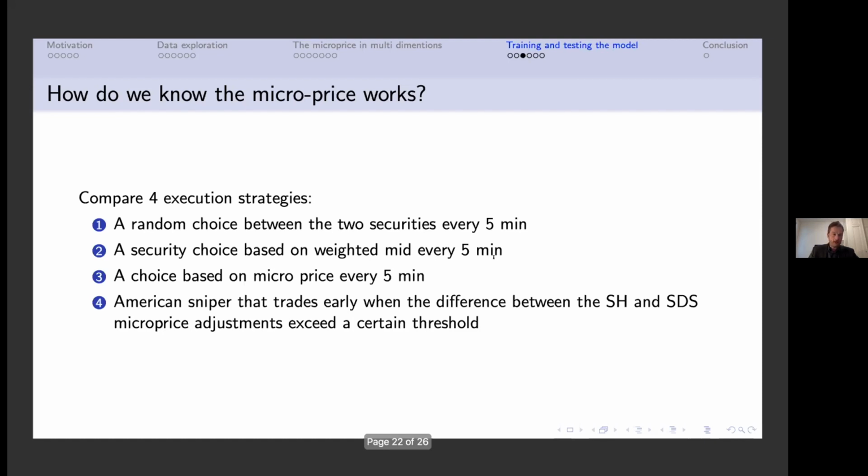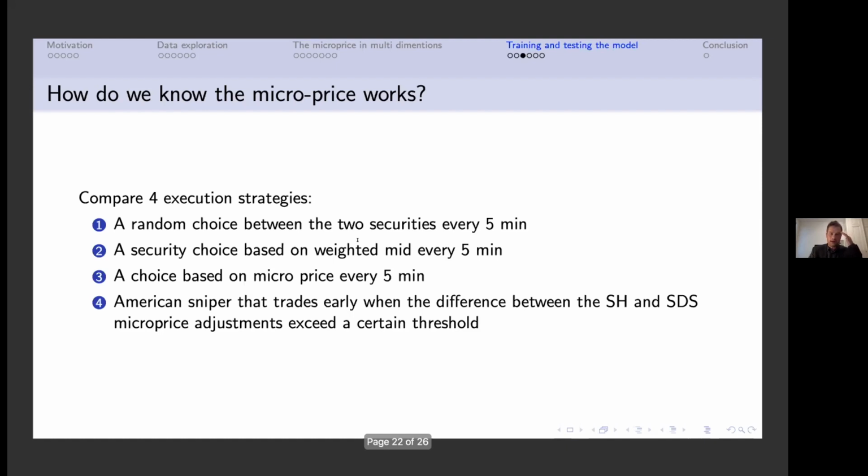The benchmark is a random choice between the 2 securities. Every 5 minutes, you flip a coin, and if it falls on SH, you buy $1,000 worth of SH. And if it's SDS, you buy $500 of SDS because it's twice leveraged. That is our benchmark strategy.